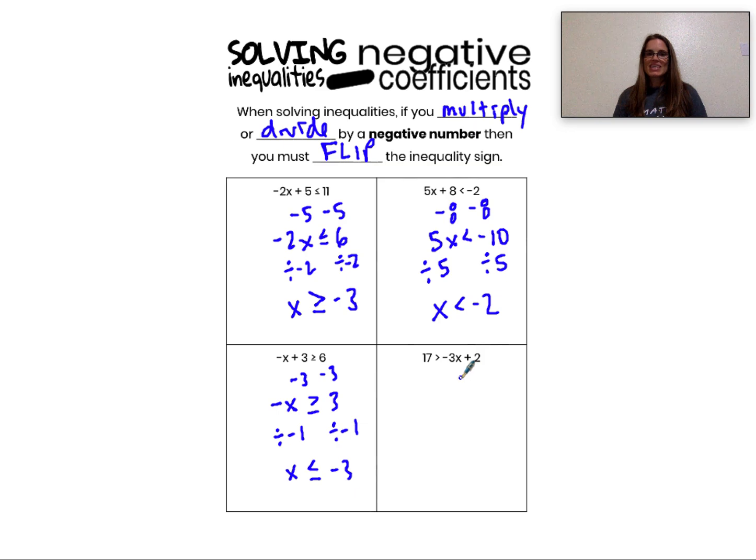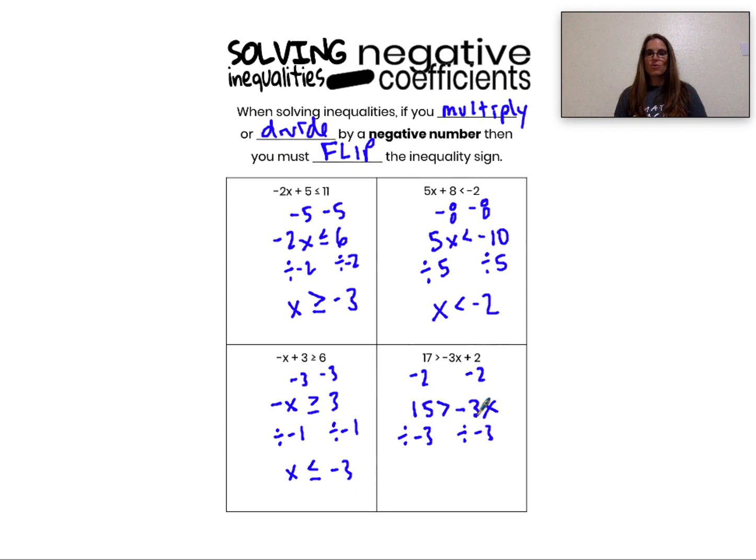Last example. 17 is greater than negative 3x plus 2. First inverse operation is to subtract 2 from both sides of my inequality. 17 minus 2 is 15. Greater than negative 3x plus 2x minus 2x is just negative 3x. Now, my last inverse operation is to divide both sides of my inequality by negative 3.